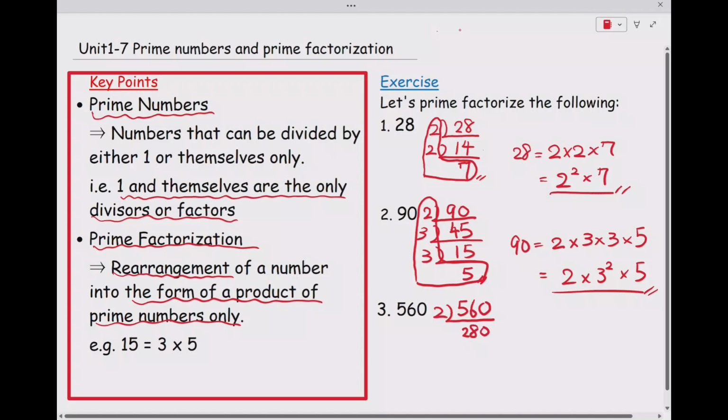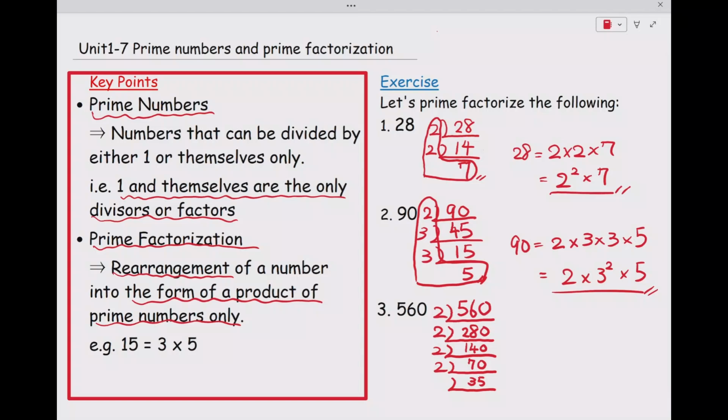Again, 280 can be divided by 2, which will be 140. Again, divide it by 2, and you get 70. Repeat the same procedure. Divide 70 again by 2. Then you get 35. 35 is an odd number, so you cannot divide it by 2 anymore.